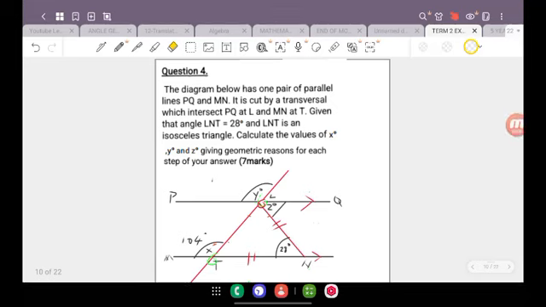Alright guys, so we are going to move on now to question 4. We're going to be moving on to a very important topic as well, and that is in fact the topic of geometry, angle geometry, a topic that somewhat gives students some grief at times because you have so many different properties that you have to remember.